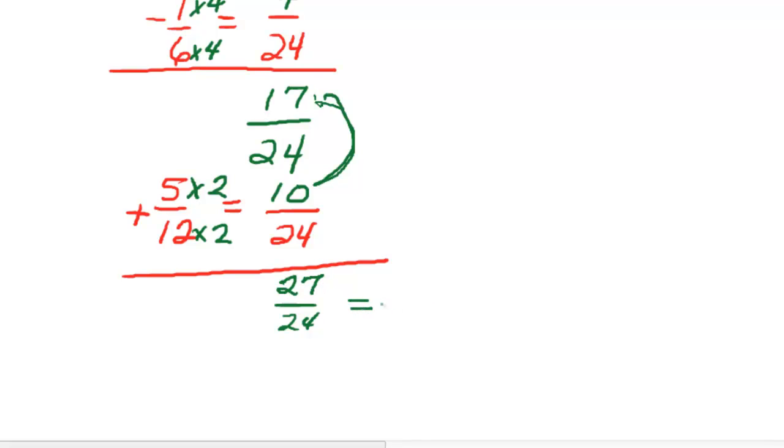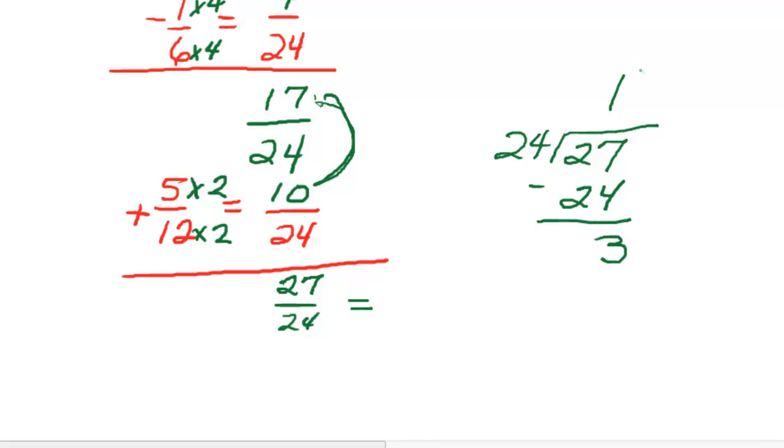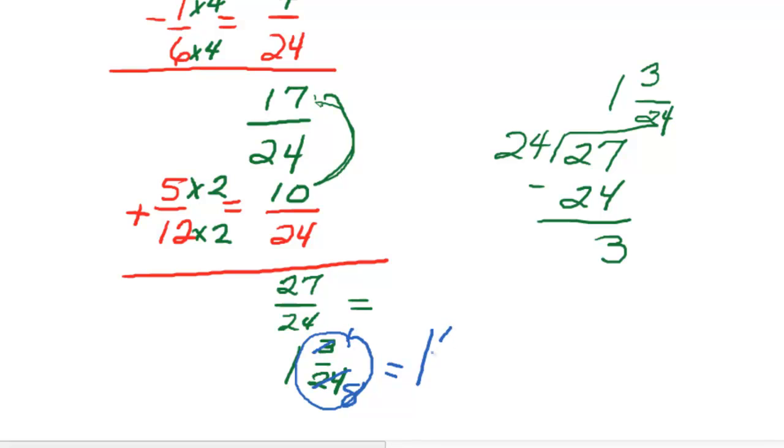We need to change that to a mixed fraction, so we do our long division. 24 goes into 27 once. Remainder is 3. So we're going to write 3/24. But then we have to notice something. Did you notice? This can be reduced. So 3 goes into 24 8 times and into itself once. So this is 1 1/8. And that's the answer to our problem.